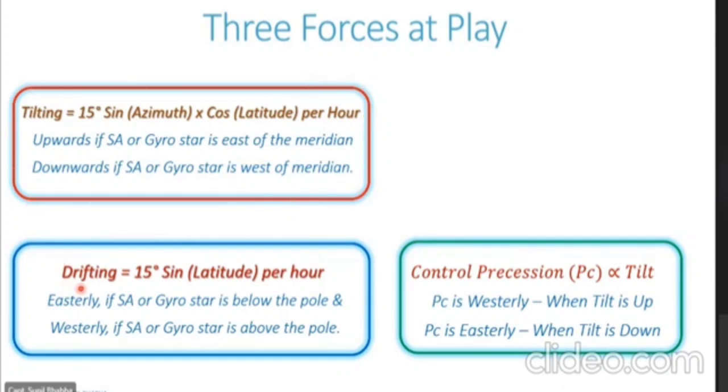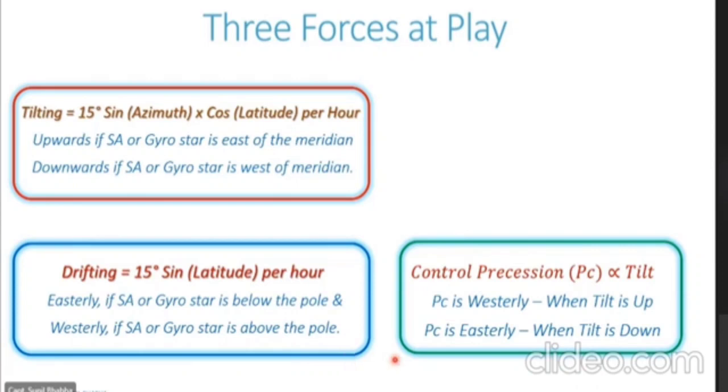Then the second formula was for drifting. Drifting is given by 15 degrees sine of latitude per hour. Drifting is easterly if the spin axis or gyrostar is below the pole, meaning the altitude of the gyrostar or the tilt of the spin axis is less than the altitude of the pole, and the drifting is westerly if the spin axis or gyrostar is above the pole. These are the same formulas which we saw when we understood the tilting and the drifting motion.